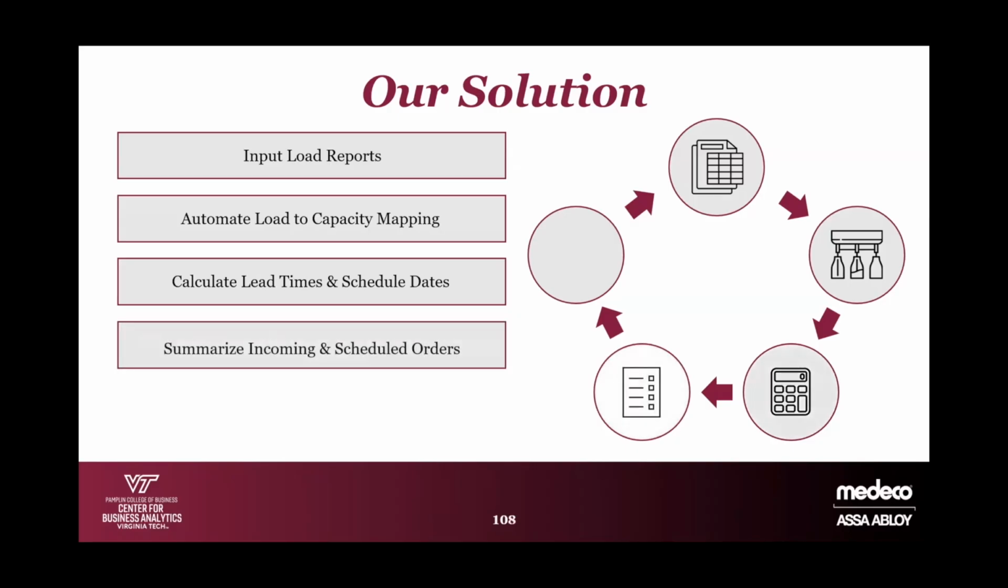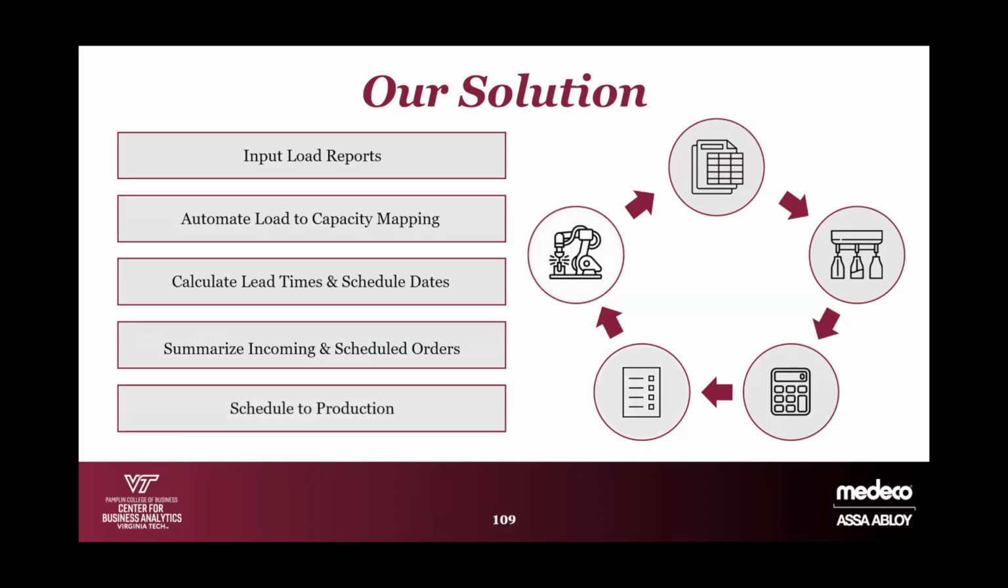The information from each department's scheduling workbook pertaining to these lead times is then funneled into a central summary file, which also contains high-level metrics on incoming order data. Lastly, schedulers use the information in this file to schedule incoming orders within JDE, and this information is then included in the next load report cycle.